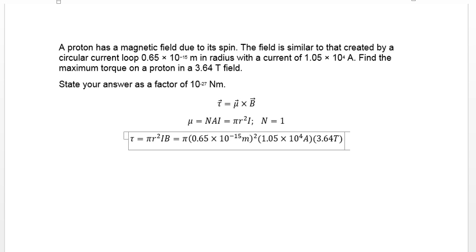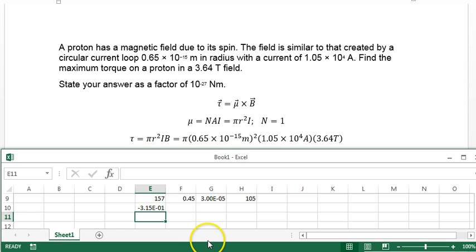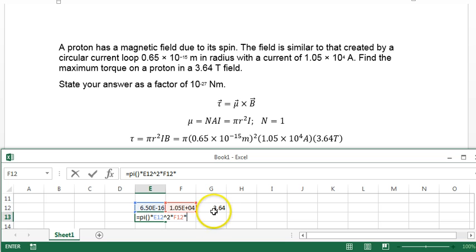All right. Okay, so let's go calculate this and see what it is. So we've got 0.65 E minus 15, 1.05 E4, and 3.64, right? So we've got pi times radius squared times current times magnetic field. So 5.07 times 10 to the minus 26, and we want to state your answer as a factor of 10 to the minus 27.